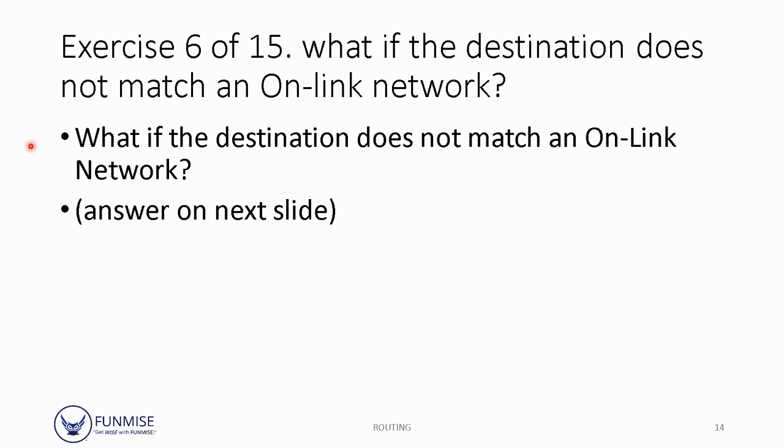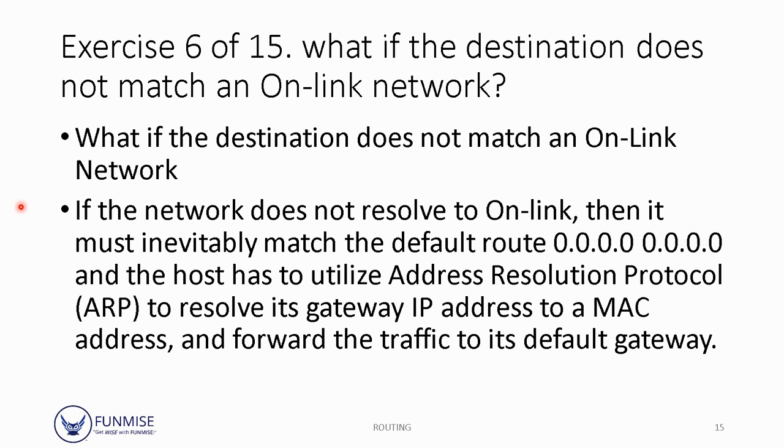Exercise 6. What if the destination does not match an on-link network? Well, that's a good question. If the network does not resolve to on-link, then it must inevitably match the default route, and the host has to use Address Resolution Protocol to resolve its gateway IP address to a MAC address and then forward the traffic to its default gateway.